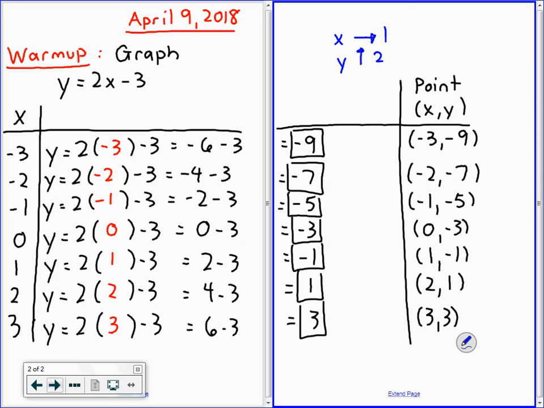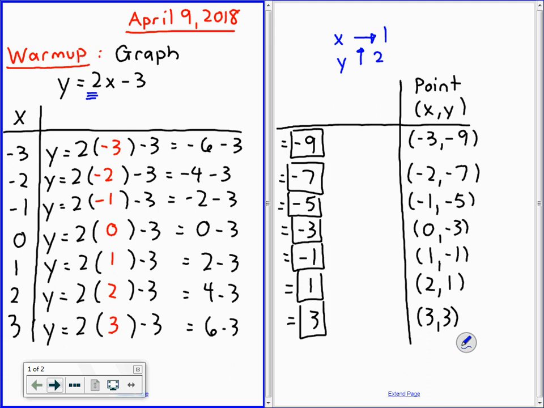Now here's a little hint. What part of my equation would tell me that? The 2, right? And this is going to be an important number for us. We're going to talk about this today and later on. So you can get that information. Okay, is there any question about the table before I graph this?